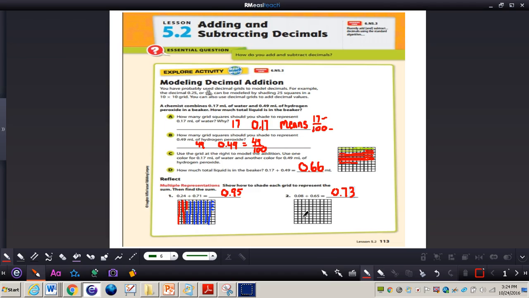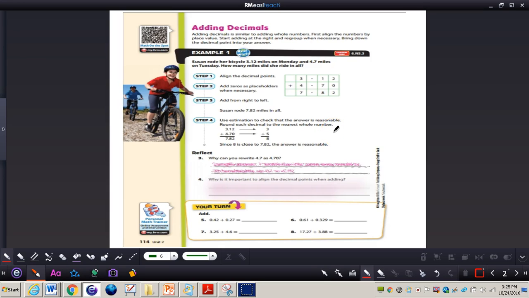Let's take a look at the problems on page 114. All right, let's take a look at just regular adding decimals. It says adding decimals is similar to adding whole numbers. First, align the numbers by place value. That's very important. Start adding at the right and regroup when necessary. Bring down the decimal point into your answer.